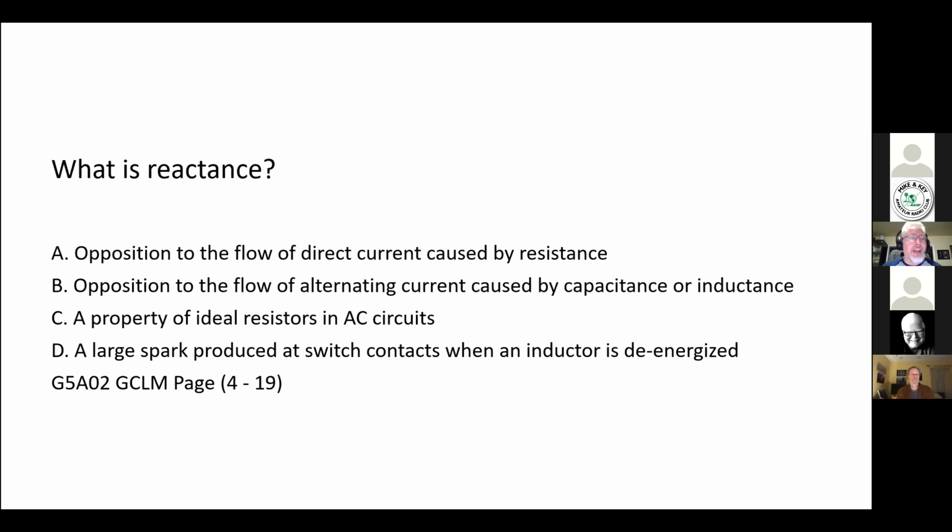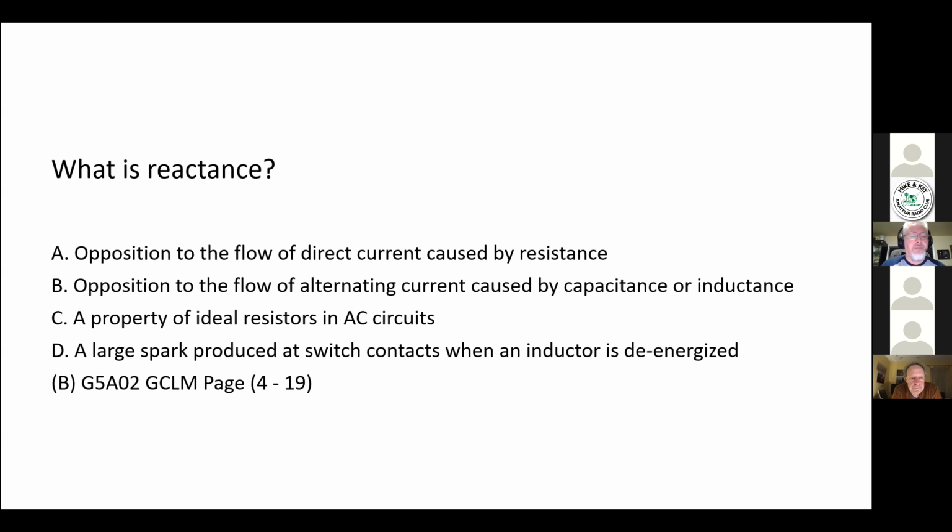What is reactance? A, the opposition to the flow of direct current caused by resistance. B, the opposition to the flow of alternating current caused by capacitance or inductance. C, a property of ideal resistors in AC circuits. Or D, a large spark produced at switch contacts when an inductor is de-energized.